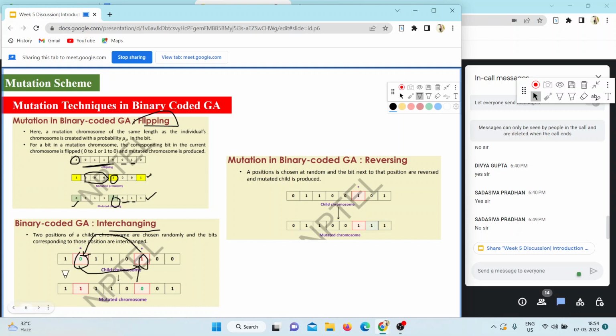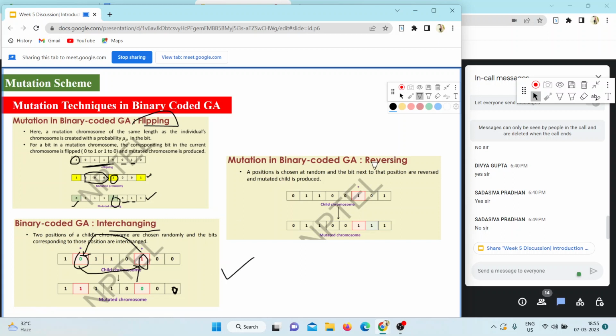And here in the parents you see the others are copied as they are: 1 is copied as it is, 1 copied as it is, 1 copied as it is, 0 copied as it is, 0 copied as it is. And yeah, this is a typo, here it will be 0, copied as it is. But at these 2 positions you have to interchange the values. So this 0 will become 1 here, and 1 will become 0. So this is known as interchanging.